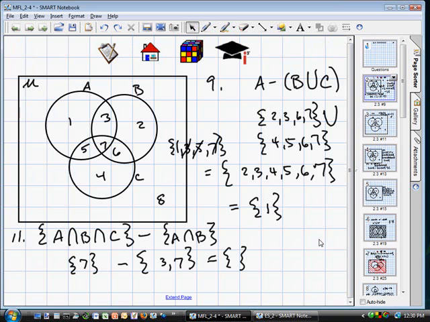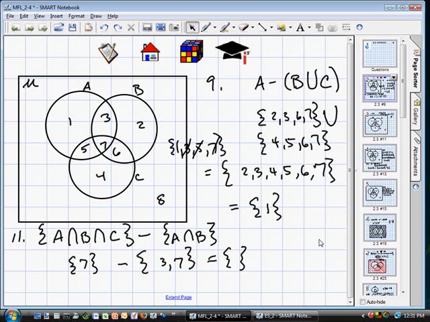What do those numbers indicate again? Those are just region numbers, right? So region number 1 up in the left there. Okay. So first of all, what do you have to do first? In parentheses, you got to do B union C. So what's in set B? 2, 3, 6, 7. Union with set C: 4, 5, 6, 7.